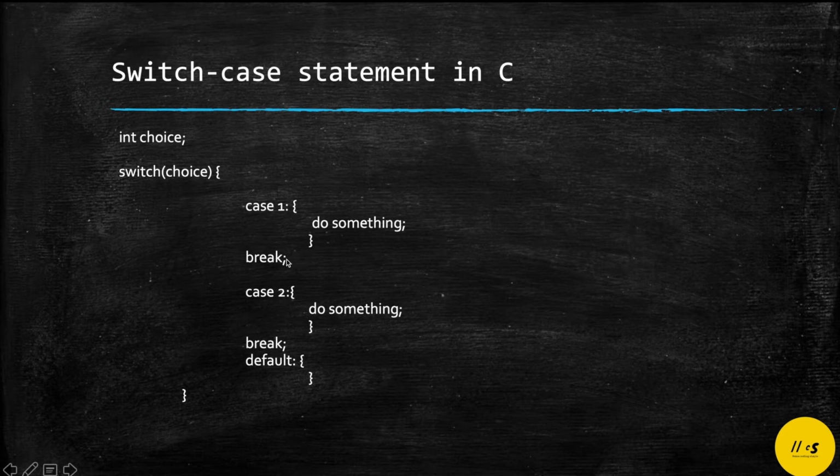This break statement is necessary here, and why it is necessary I'll let you know in some time. Similarly, if my choice is 2, it will go to case 2, and if my choice is suppose 4 and 4 is not in any case, it will go to the default. This break statement is followed by a semicolon, while the case keyword followed by the choice is followed by this colon sign.